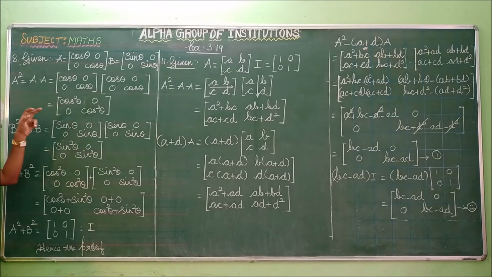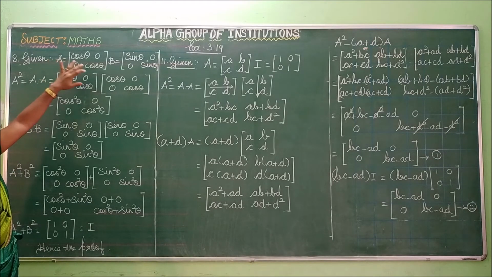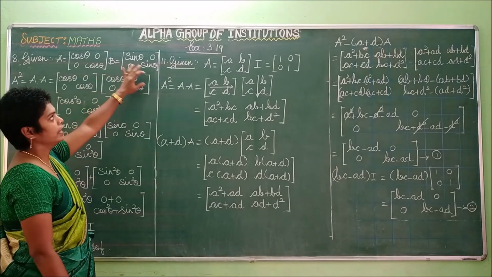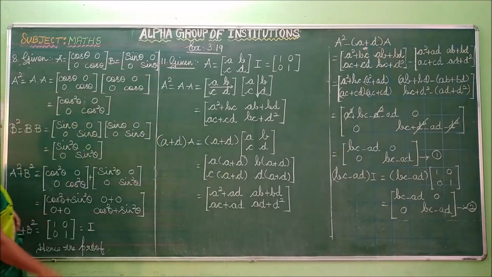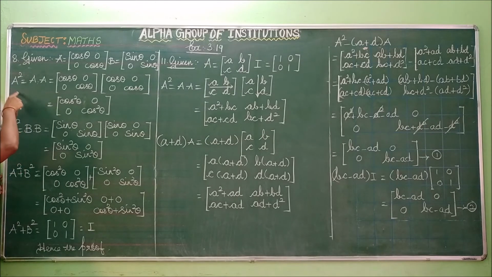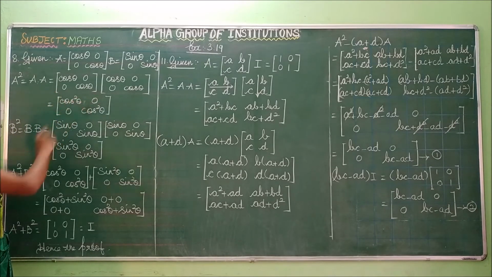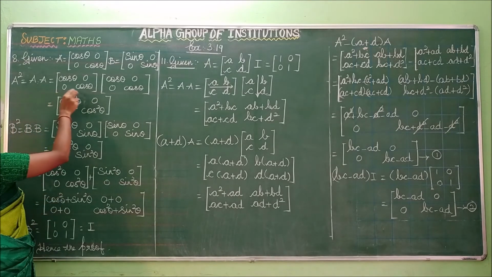So given A, which is equal to [cos theta, 0; 0, cos theta], B, which is equal to [sin theta, 0; 0, sin theta]. First you have to find A squared, B squared. Then only you can add the values. So A squared is nothing but A into A. So you can write the A matrix 2 times. So what is our A matrix?